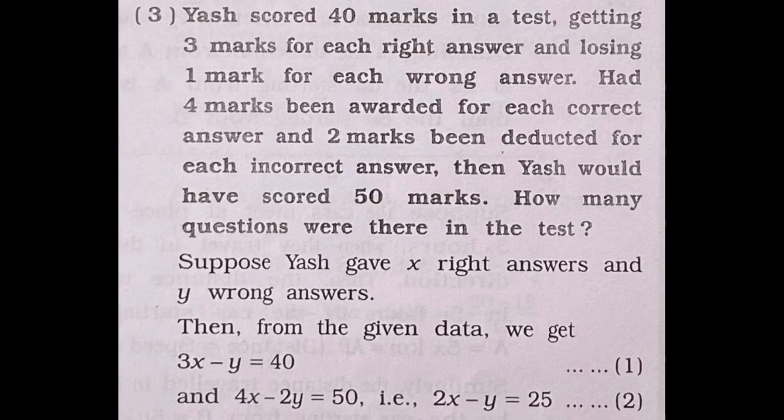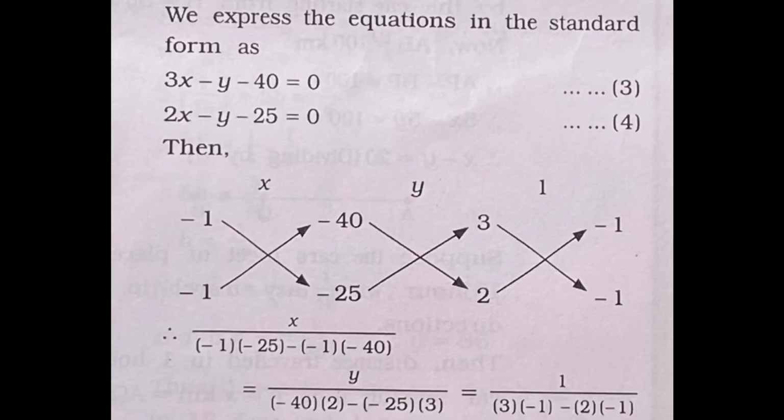Now here you can see that 2 is common in all the three terms. So dividing by 2 we will get 2x minus y is equal to 25, which is our second equation. Let us solve these equations by the cross multiplication method. Students, you can solve by elimination or substitution method also if you want.